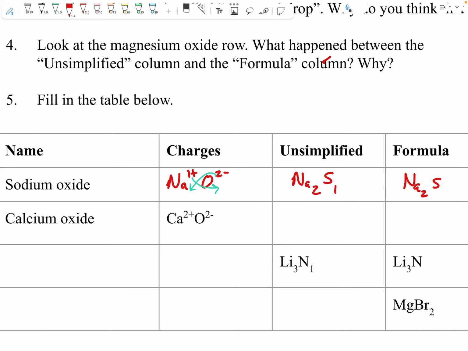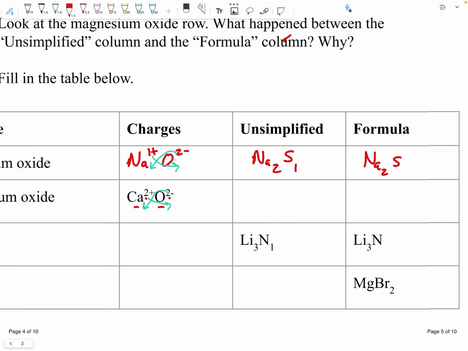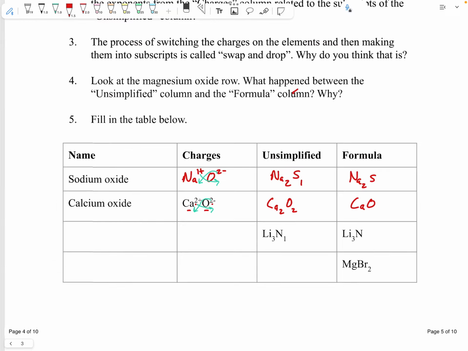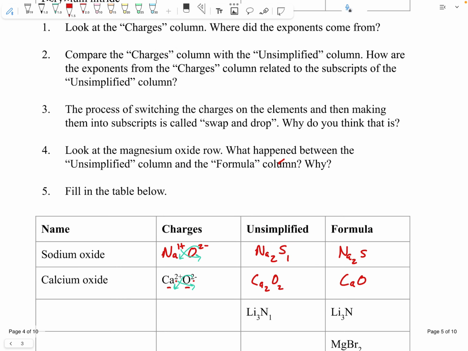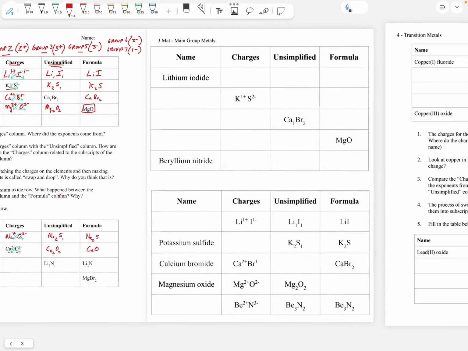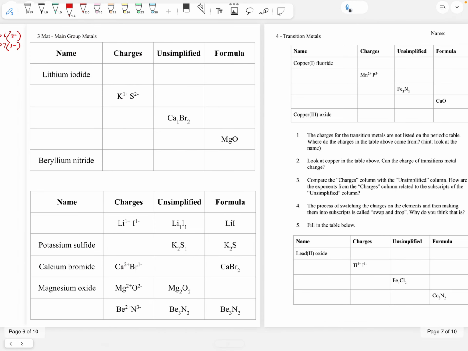We show calcium oxide. We have the Ca for the calcium. We have the O for the oxygen. We see that both have a 2 for the exponent. Yeah, you switch them. No big deal. That 2 goes there. That 2 goes there. We end up with an unsimplified formula of Ca2O2, which we simplify down and it becomes CaO. Right? And that should be it for that page.